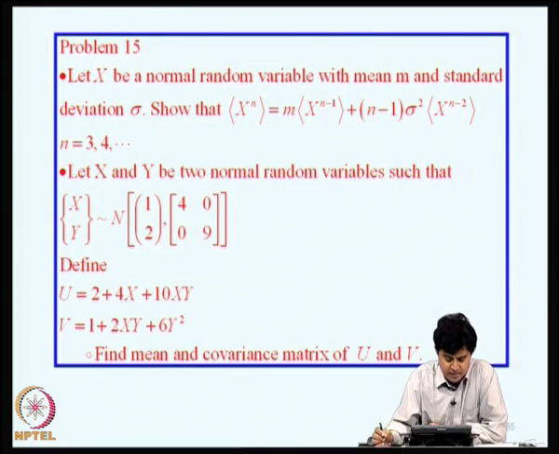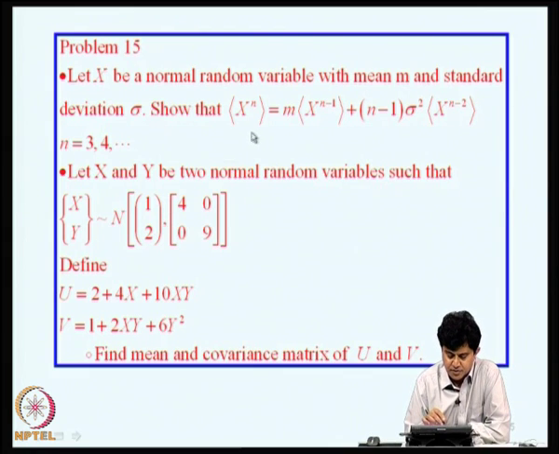Let us consider now in the next problem x to be a normal random variable with mean m and standard deviation sigma. The first part of this exercise is to show that the expected value of x to the power of n is m times the expected value of x to the power of n minus 1 plus n minus 1 times sigma square times the expected value of x to the power of n minus 2.